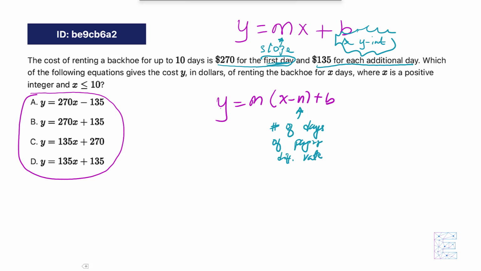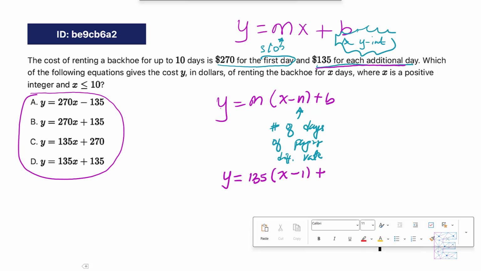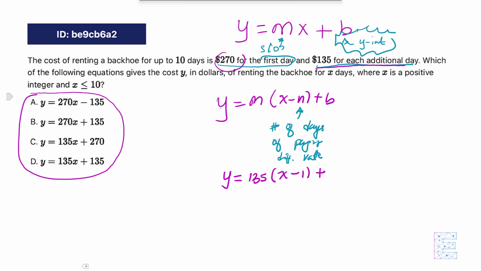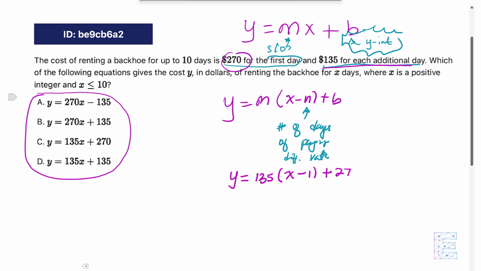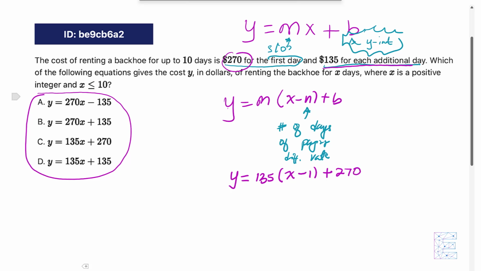So in this context for this question, each additional day is 135. That sounds like a constant rate, so that's your slope. It's going to be 135x, and then we're paying a different rate for only one day, so n would be 1 in our case, plus b, which happens to be the price that we're paying on that first day, so plus 270. And now all we need to do is simplify this equation, and we'll have our answer.